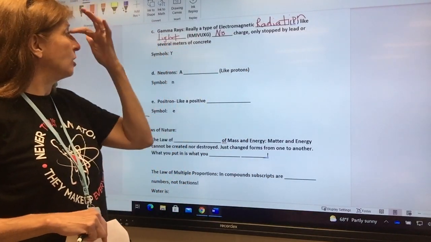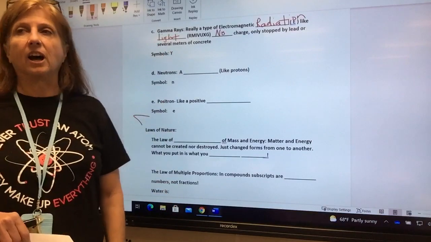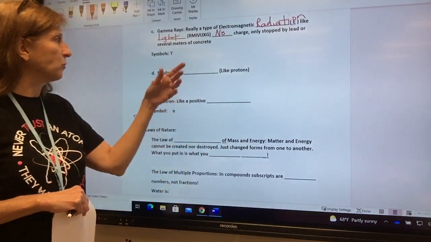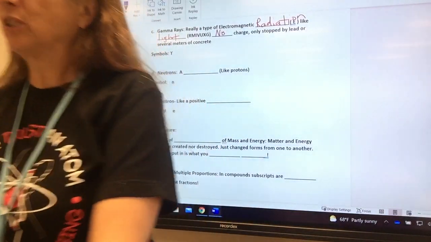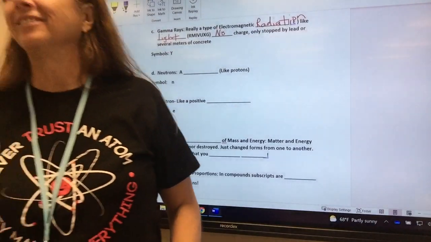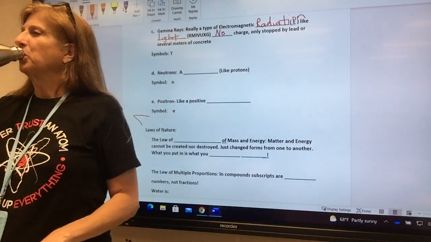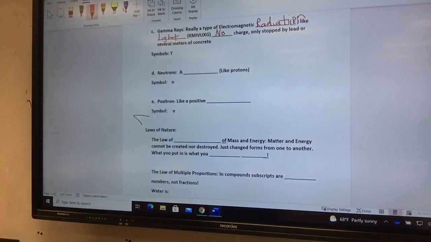It can only be stopped by lead or several meters of concrete. And of course, that's what changed Dr. Bruce Banner into the Hulk. Right? It was gamma radiation.